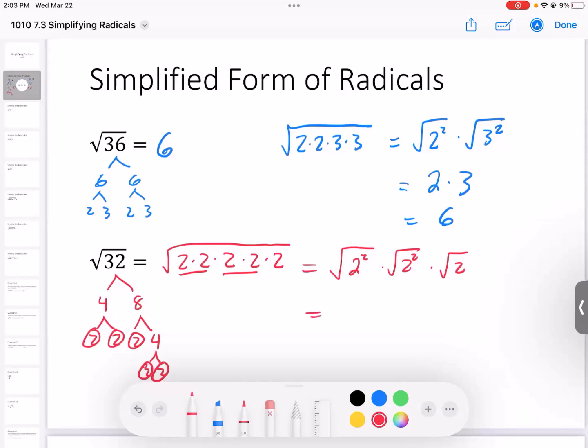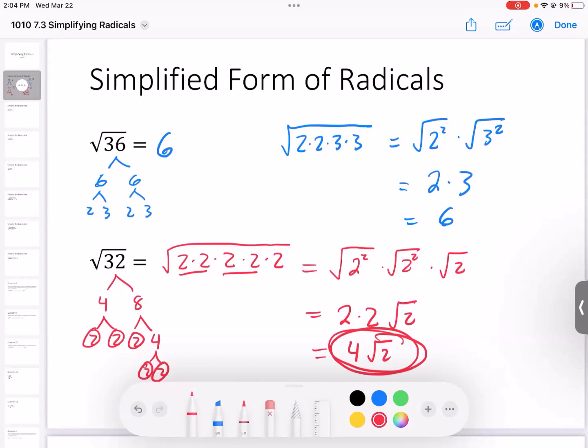And that's going to equal the square root of something squared just equals that thing. So this is going to equal 2. This will also equal 2. And this can't be simplified any further. And so that's the square root of 2. And that means this is going to equal 4 times the square root of 2. And this is the simplified version of the square root of 32. All right. Any questions on this so far?